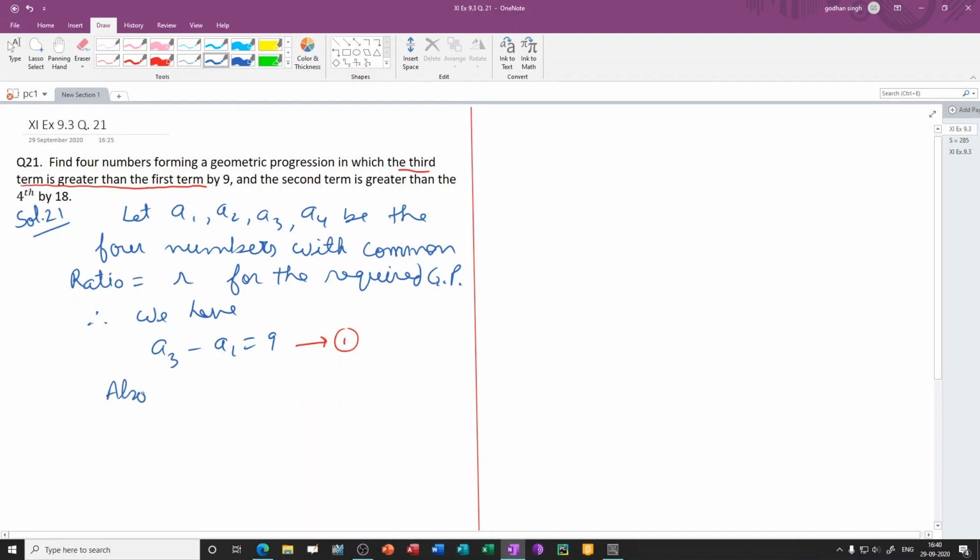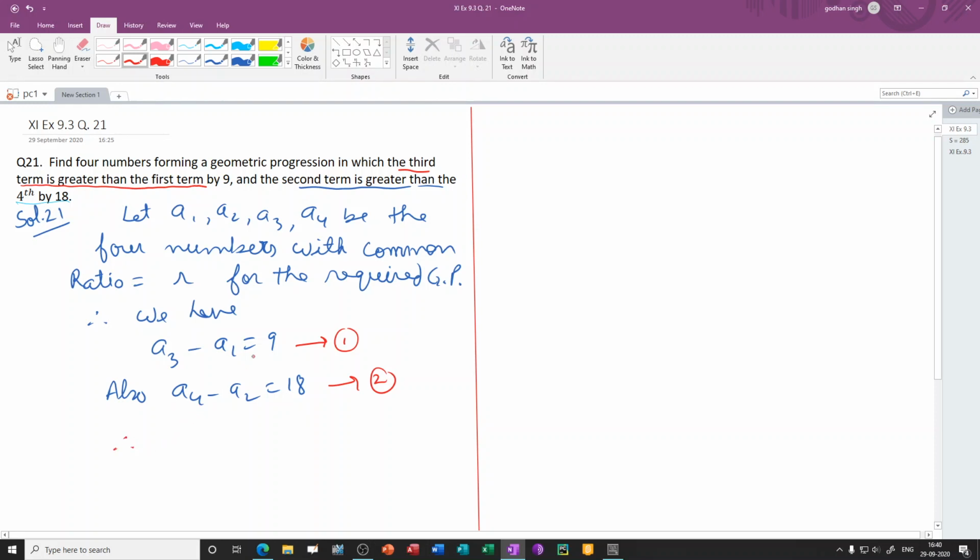Also, if we apply the second condition, that is, the second term is greater than the fourth one by 18. So that means A4 minus A2 equals 18, and let this be equation number 2.